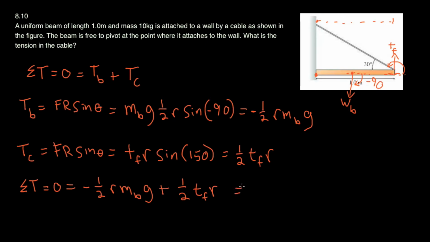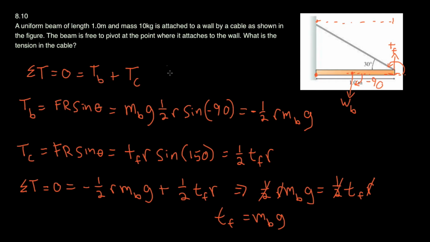And so we can rearrange this, right? Add 1/2 r times m sub b times g to both sides, and we get 1/2 r m sub b times g is equal to 1/2 times the tensional force times r. And now our r's cancel out, our 1/2s cancel out, and we're left with just tensional force is going to be equal to the mass of the bar times gravity. And so that's going to be the tension in the cable right here.